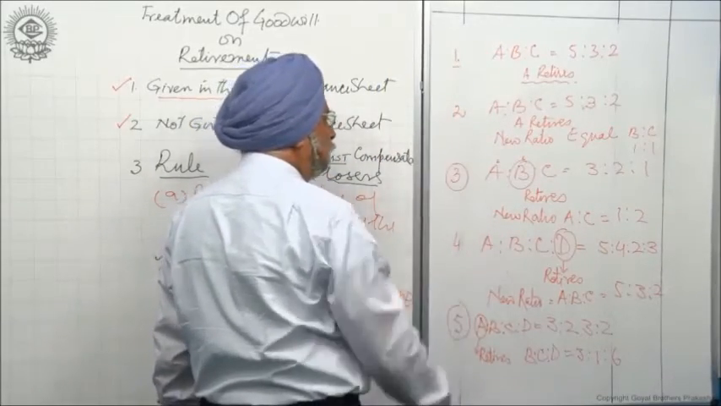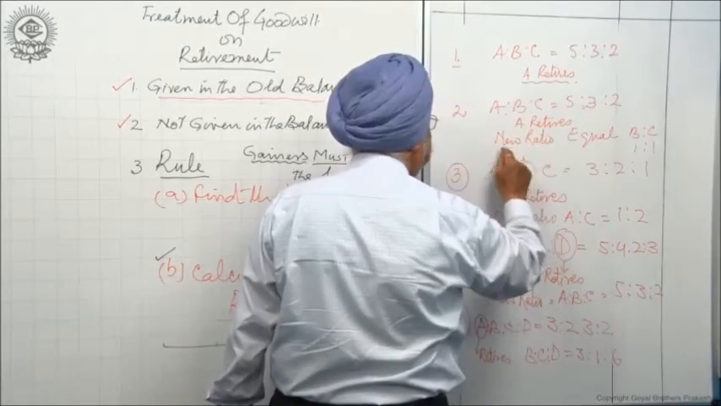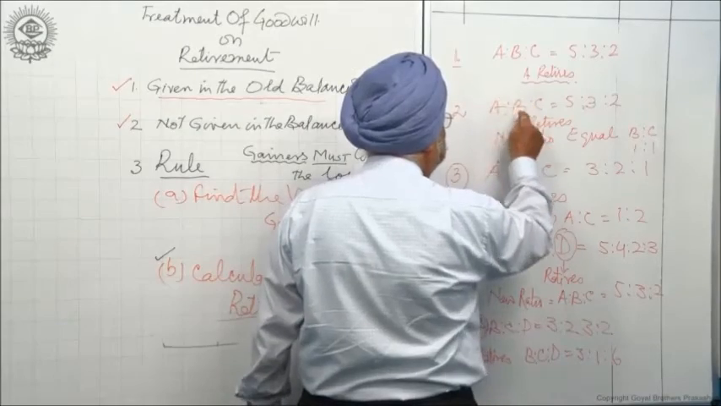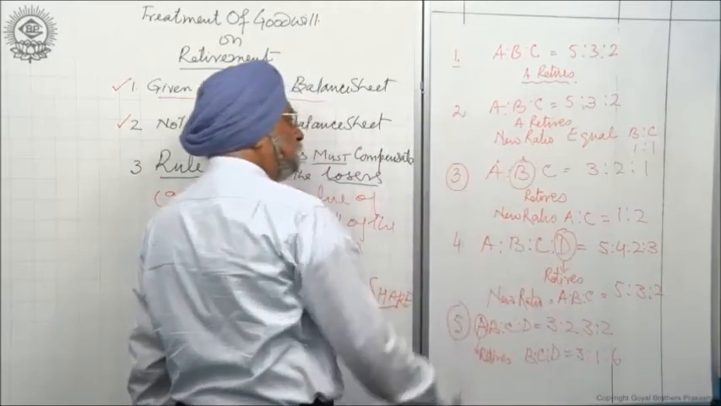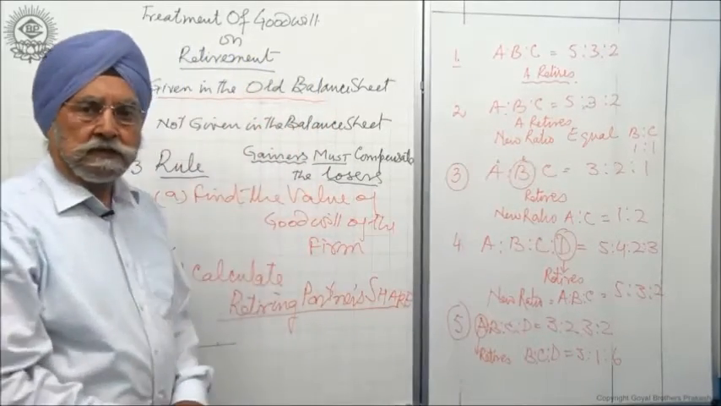Second case, again similar. A, B, C in the ratio 5:3:2, A retires, and now the new ratio is given. Once A goes, B and C remain. B and C are 1:1, they are equal. Now they are again the gainers, so the gainers will compensate the losers.